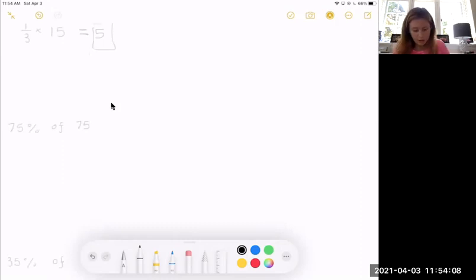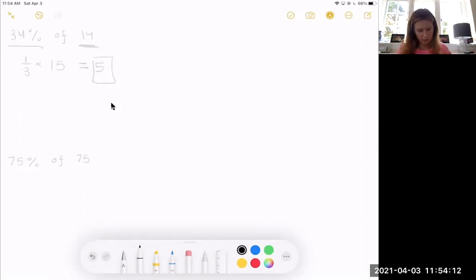So that's going to be 5, and that's a pretty good estimate. I can't do it in my head, but I'll calculate right now what 34% of 14 is. 0.34 times 14 is going to be 4.76. So it's really close. This is a really good way to just estimate.